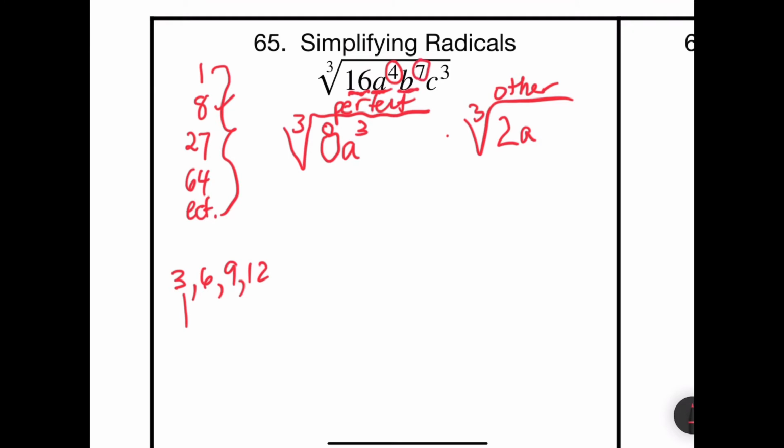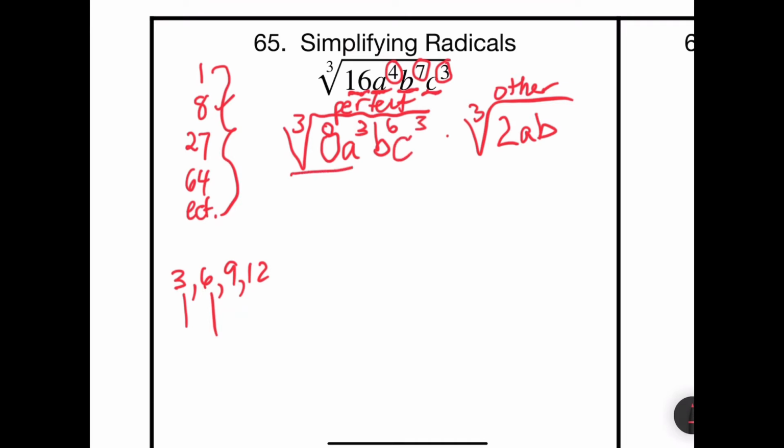I have b to the 7th. What's the largest multiple of 3 before I get to 7? And that would be 6. So I would have b to the 6th in the perfect cube and b in the other. Now I'm going to look at c. Well, 3 is a multiple of 3, so c to the 3rd is perfect.